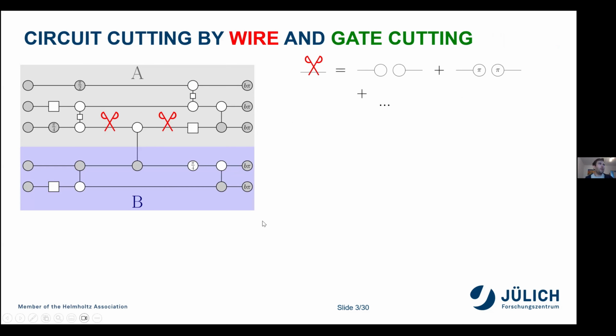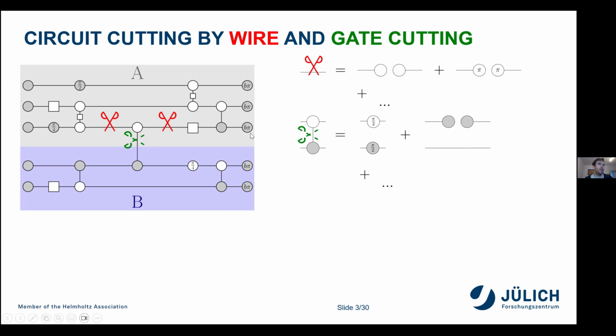In particular, you can cut this circuit using wire cutting, as I show here, where the idea is simply that you can interrupt the wire by measuring and reinitializing the qubit in certain states. And you see that if you apply a wire cut here and here, this will allow you to split the circuit such that there is one circuit acting on the qubits in region A and one circuit acting on the qubits in region B.